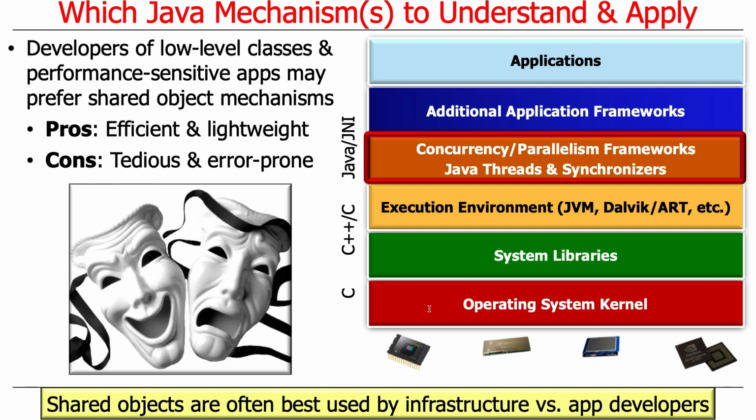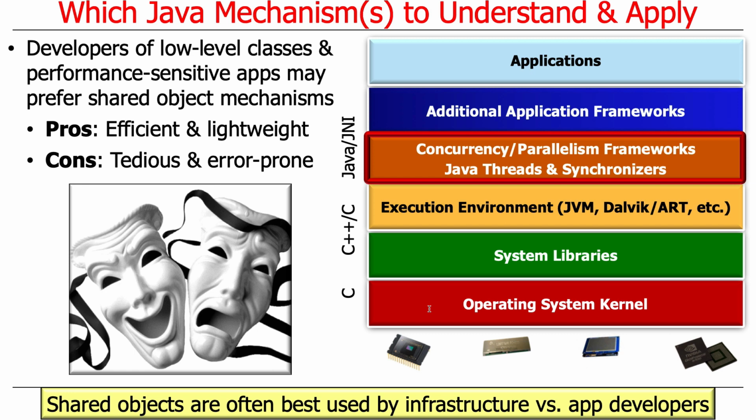The good part about using the low-level mechanisms is that they're efficient and very lightweight. They're intentionally designed to minimize overhead. The downside is it's rather tedious and error-prone to program at this level, because you have to be responsible for sharing objects, and you have to make sure that you put the right synchronizers in. You have to think about things like atomicity and visibility and ordering and all this low-level stuff, which we're really not going to talk much about in this class.